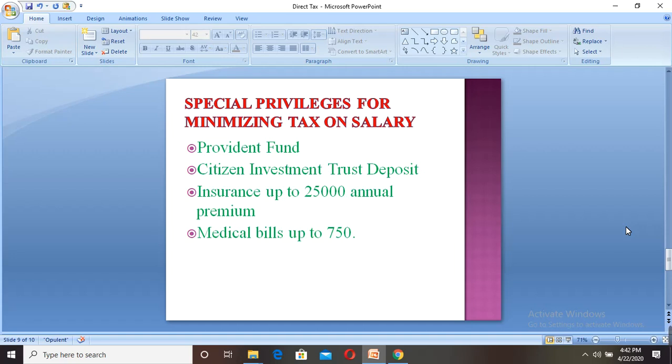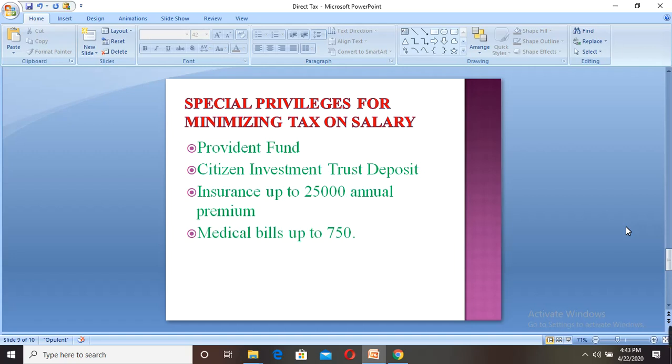Second is citizen investment trust deposit. Citizen investment trust deposit is also a special privilege for the employees. In this privilege, employees can collect funds from their salary to save money for their future purposes. The amount deposited in the citizen investment trust is exempted from the tax calculations. They can collect capital or funds from their salaries in the citizen investment trust deposit. Later, during the time of their retirement, they can accumulate the money from the citizen investment trust.